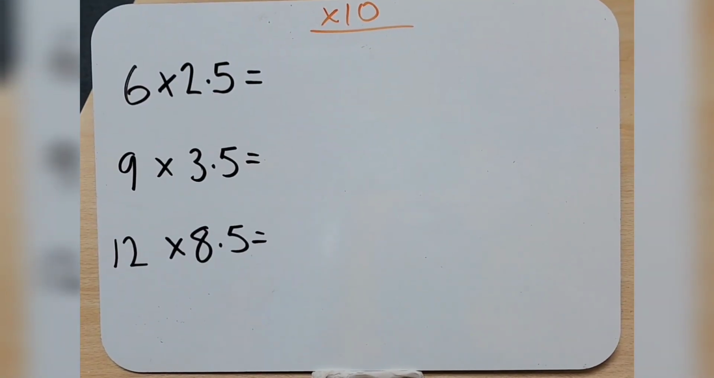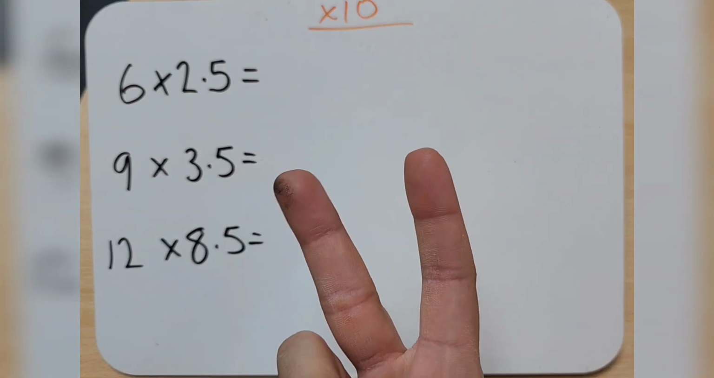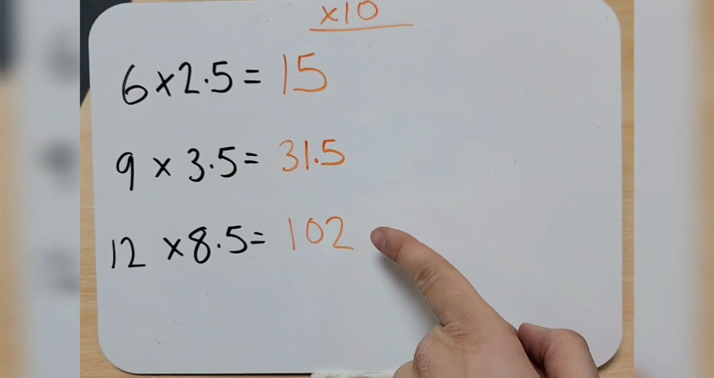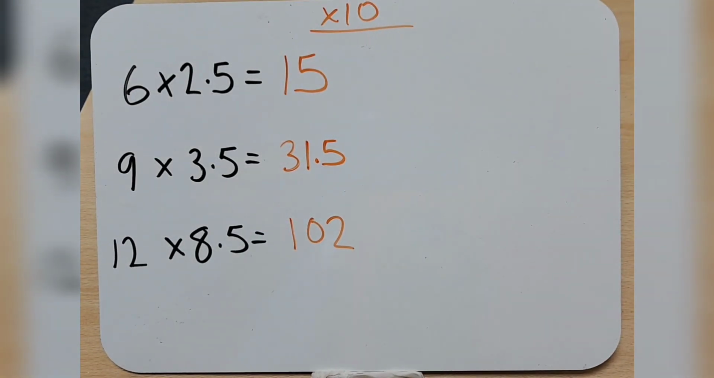Okay, so now we have 3 examples, and I'm going to let you have a go. I advise you pause it now, and I will reveal the answers in 3, 2, 1. Hopefully we're ready for some answers. Got 15, 31.5, and 102.